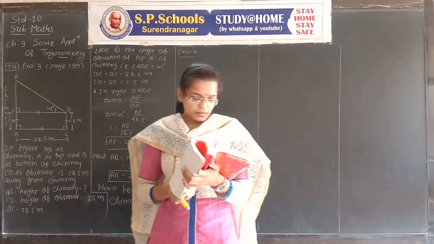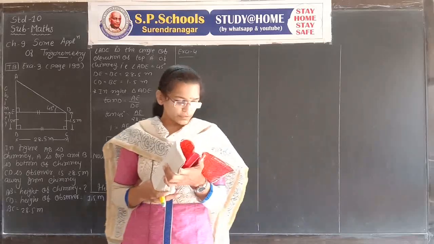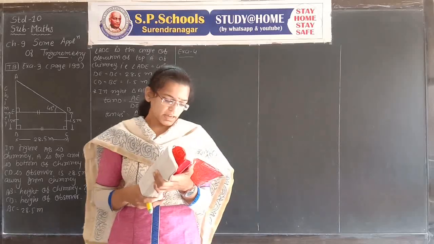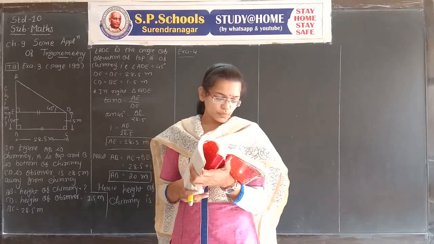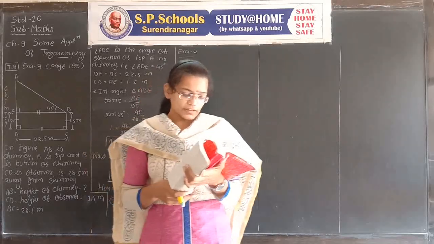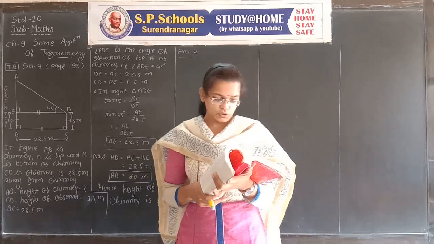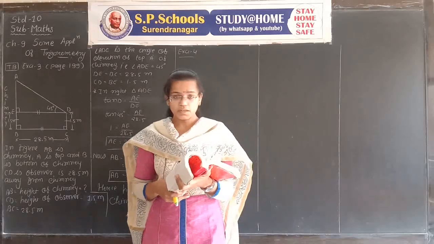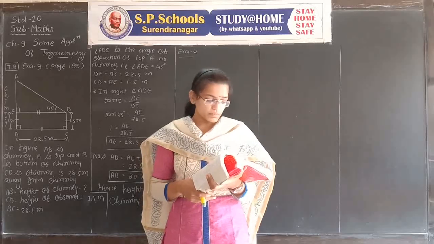From a point P on a ground, the angle of elevation of top of 10-meter tall building is 30 degree. A flag is hoisted at the top of building and the angle of elevation of top of flagstaff from P is 45 degree. Find the length of flagstaff and the distance of building from the point P. You may take root 3 is equal to 1.732. Compulsory our answer in form of decimal because the value of root 3 is given.